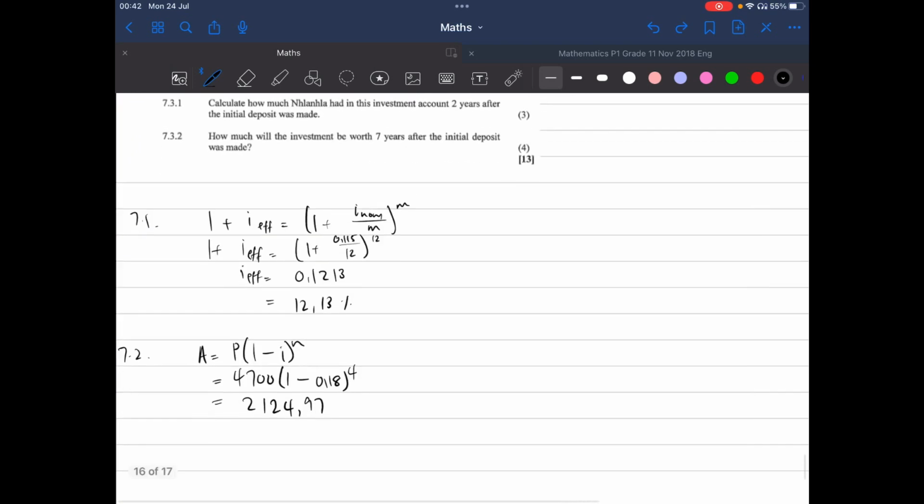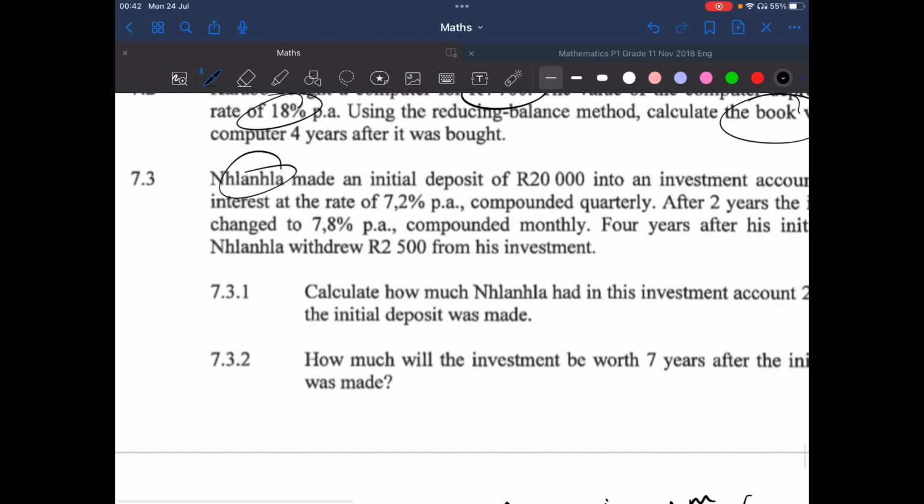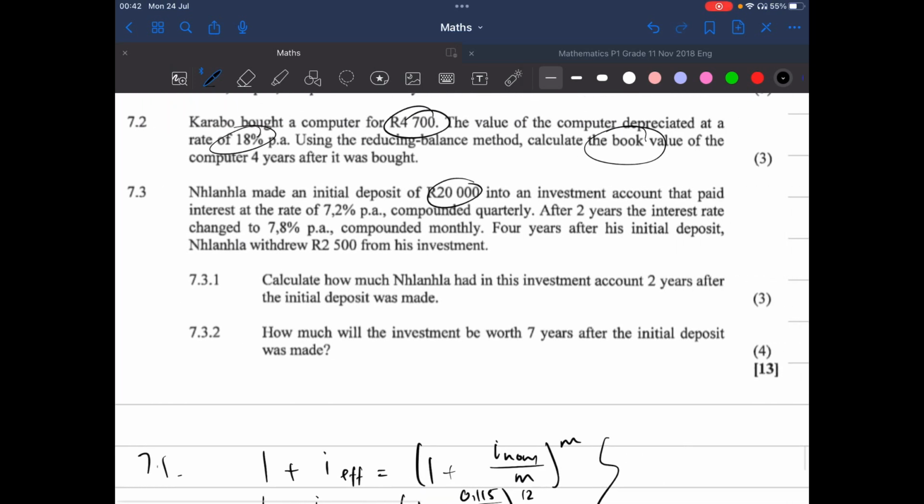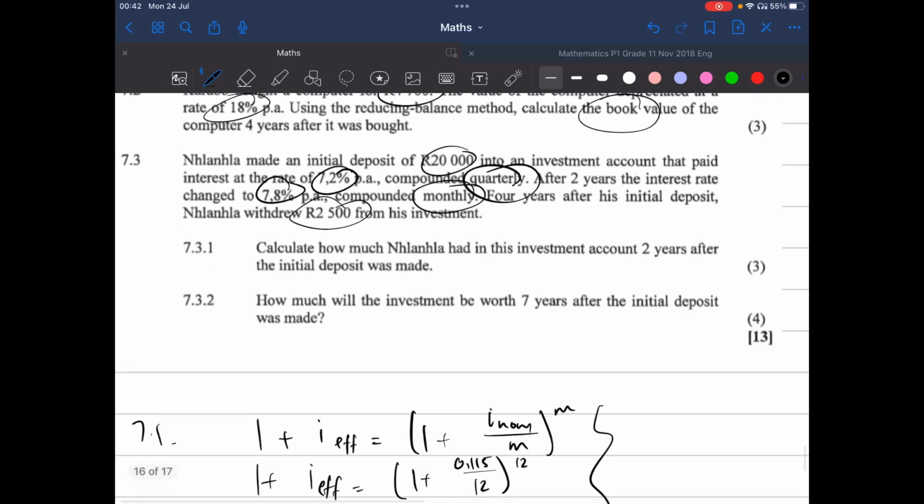Okay, 7.3, let's do it here. This person made an initial deposit of 20,000 rand into an investment account that paid an interest rate of 7.2% per annum, compounded quarterly. Okay, so that's 4 times per year. After 2 years, the interest rate changed to 7.8% per annum, compounded monthly. 4 years after his initial deposit, he withdrew 2,500 from his investment. Calculate how much he had invested in this investment account 2 years after the initial deposit was made.